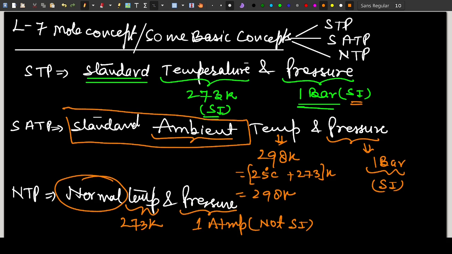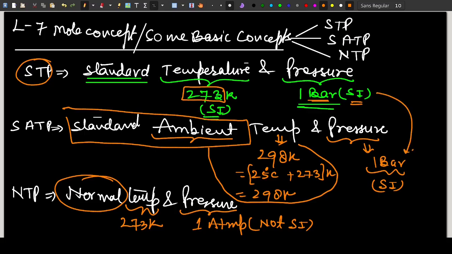So the basic difference between these three: standard temperature and pressure is 273 Kelvin and 1 bar. Standard ambient temperature and pressure goes to 298 Kelvin, and the pressure is the same. NTP, normal temperature and pressure: here the pressure is 1 atmosphere.